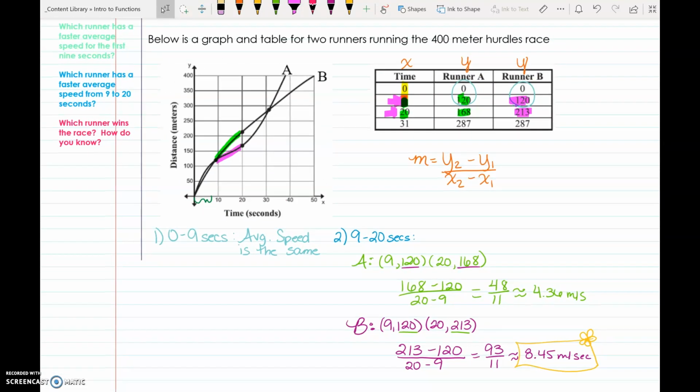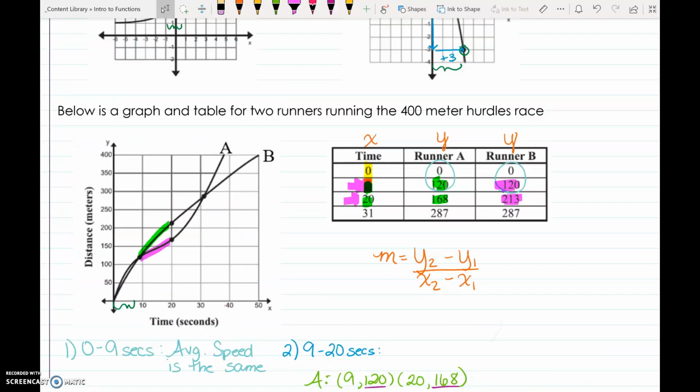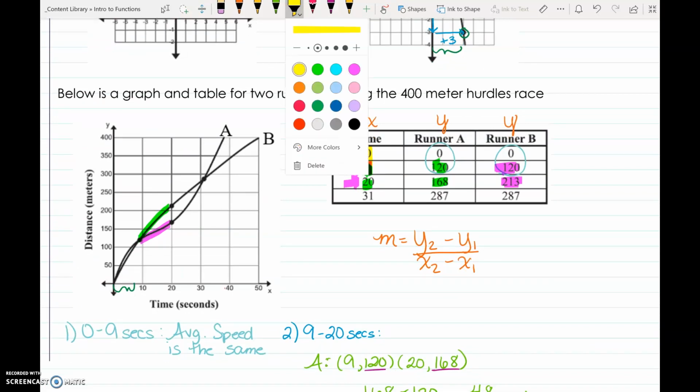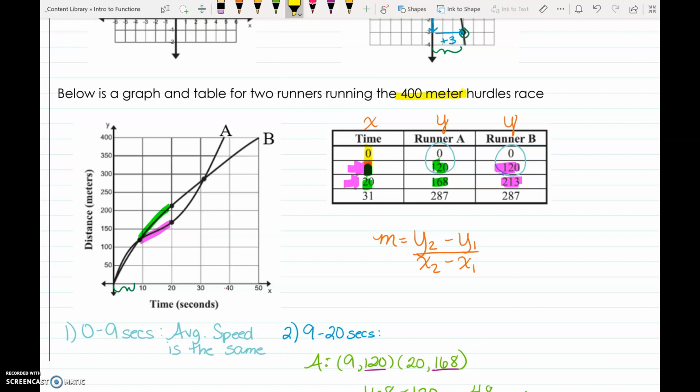Which runner wins the race? How do you know? Well, I want to know just by looking at the table, can I tell who wins the race? Here we got to come back to the beginning. We are running a 400-meter race. My table only goes up to 287 meters. So I'm not given any values beyond that. I don't have enough information because they're running at different rates at different times. So I don't have enough information to figure out the 400 meters.